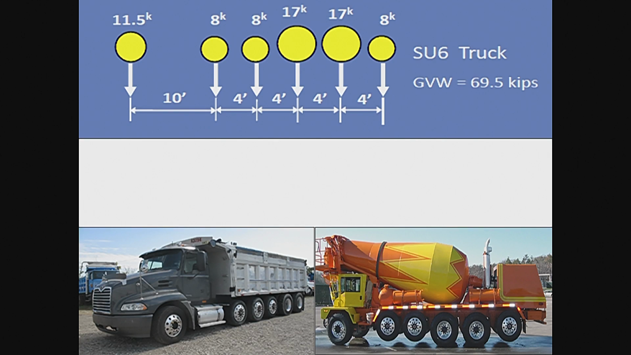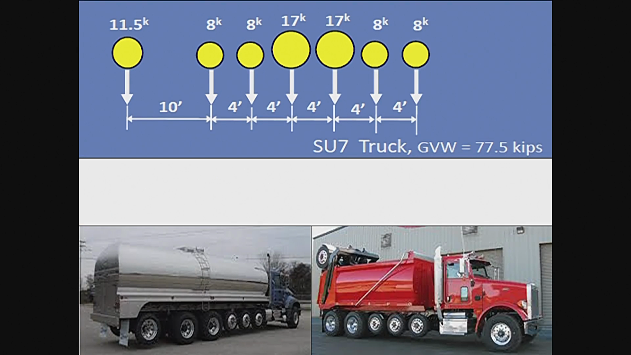6-axle truck, 69,500 pounds. That truck on the lower right is just a good-looking truck there. And we get the 7-axle trucks, 77,500 pounds. You don't see too many of these in Oregon, but if you do look, you'll see them. I've seen them in Oregon.